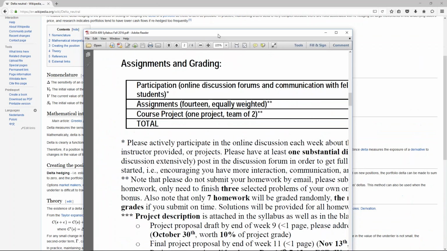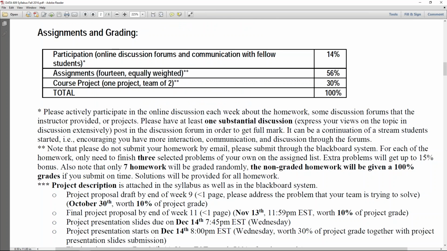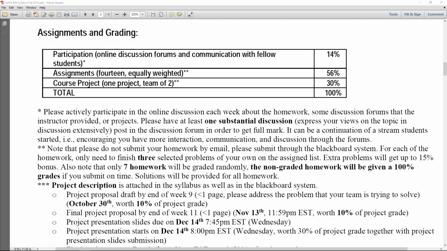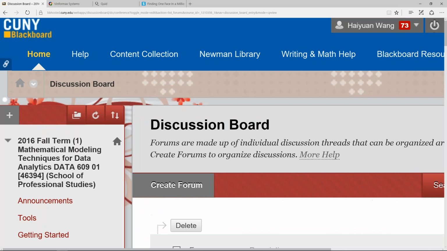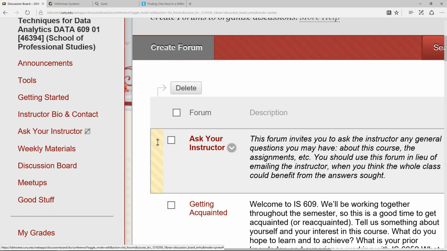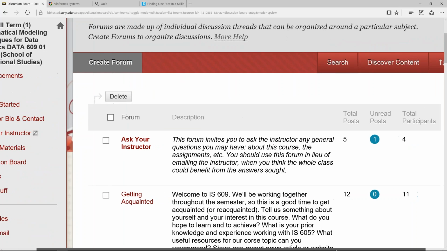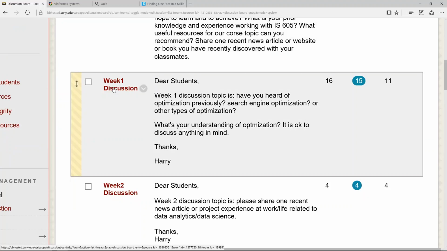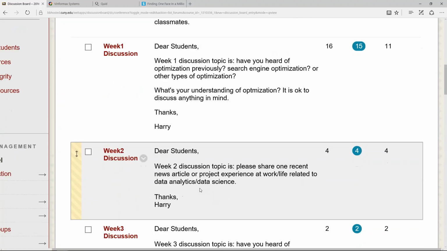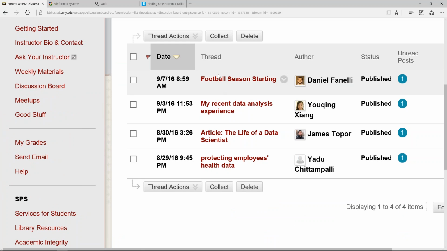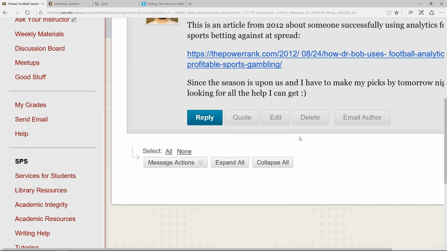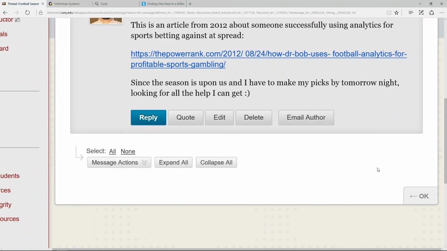So I want to open a window to show you. You probably already started doing that. Right here, if we go to discussion board, every week we have discussion. Week 1 has a discussion topic, and week 2 has a discussion topic as well. So I really want to see one thing, that anything you can start a new topic. It's also fine if you reply to whoever presented here.